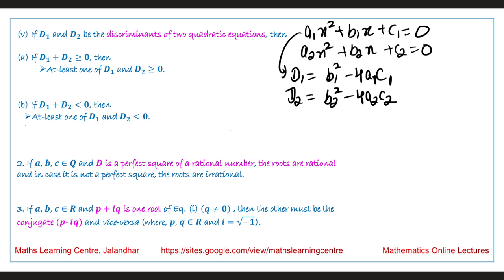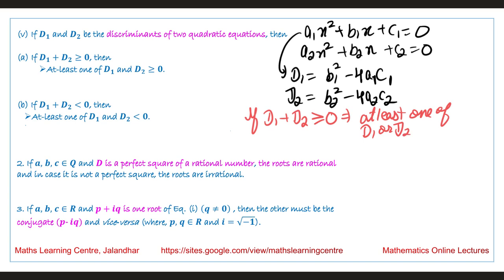So we are saying that the discriminants of both these equations are equal to this. Now if d1 plus d2 is greater than or equal to 0, then this implies that at least one of d1 or d2 is greater than or equal to 0. So if one of these values is greater than or equal to 0, it means that one of these equations we are talking about will have a real root.